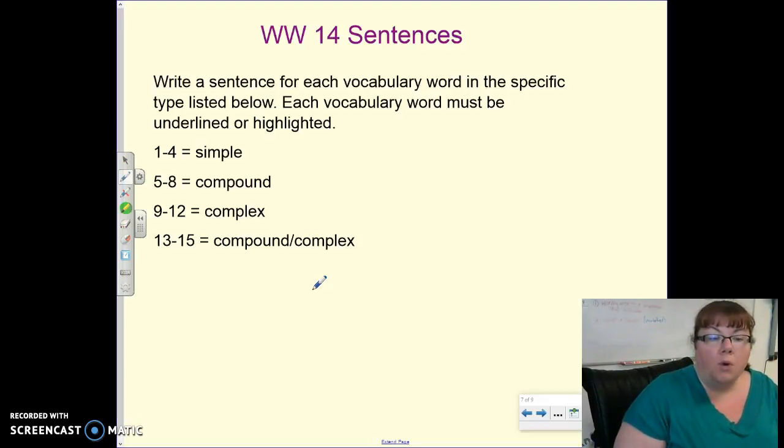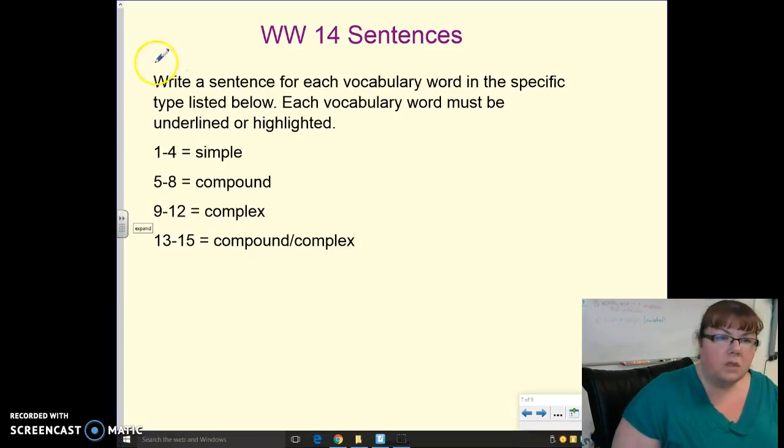Okay, homework tonight. This is a short video. Homework tonight is, I want you to practice writing sentences. So you're going to take your Wordly Wise 14 and you're going to write me some sentences. I very specifically want you to write one in a specific type. So numbers 1 through 4 will all be simple sentences. Numbers 5 through 8 are compound, 9 through 12 are complex, and 13 through 15 are compound-complex. Now I gave you the least number with the longest sentences. Making sure your sentences are parallel is important.